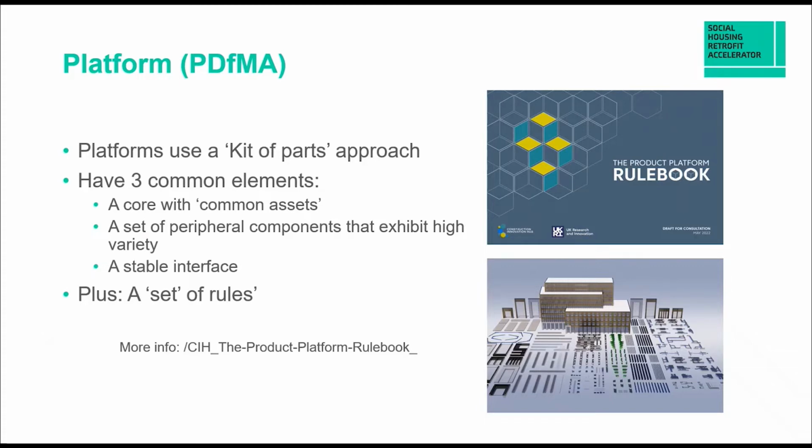Secondly, a complementary set of peripheral components that exhibit high variety. The use of interchangeable peripheral components results in a diversity that creates distinctive offerings to the market. Third is a stable interface that acts as a bridge between the stable core and the variable peripherals, permitting both innovation in the core and peripherals. Plus, we need a set of rules or standards governing how the components can be integrated.